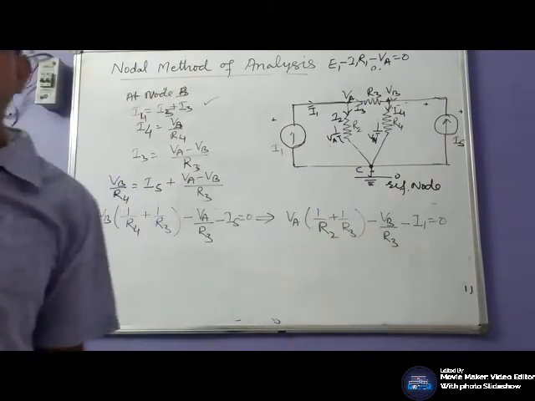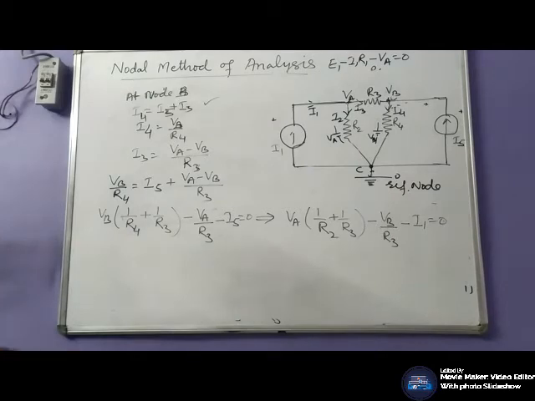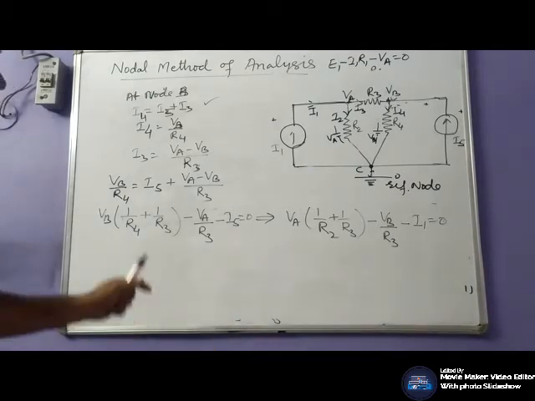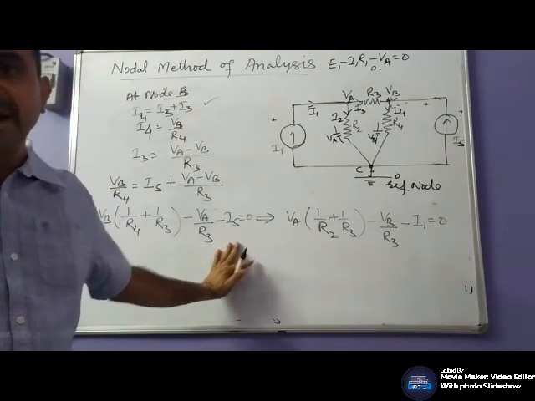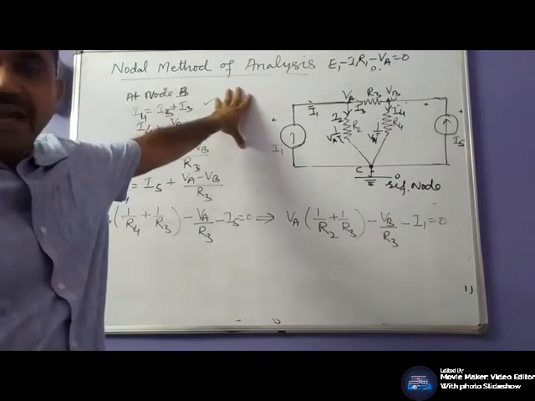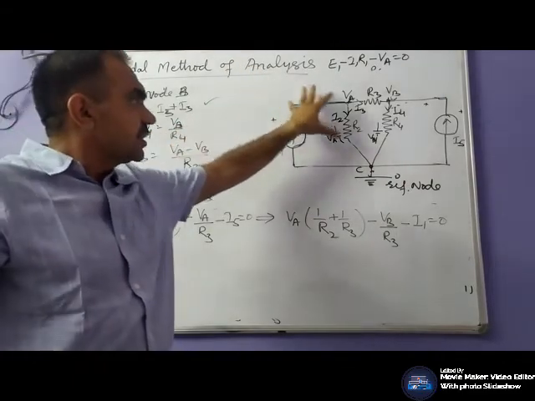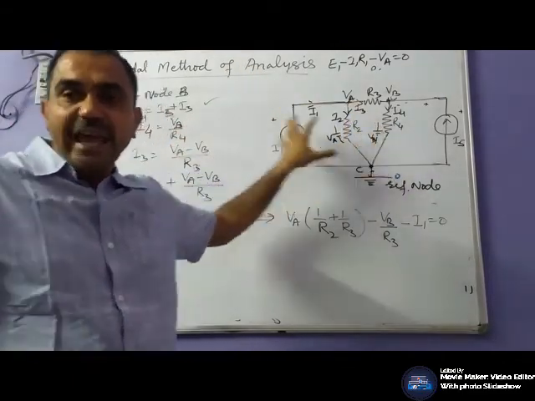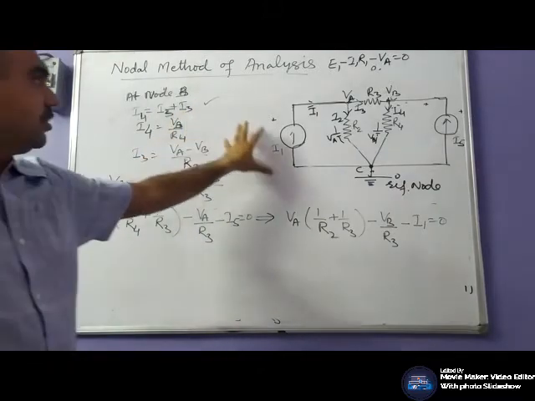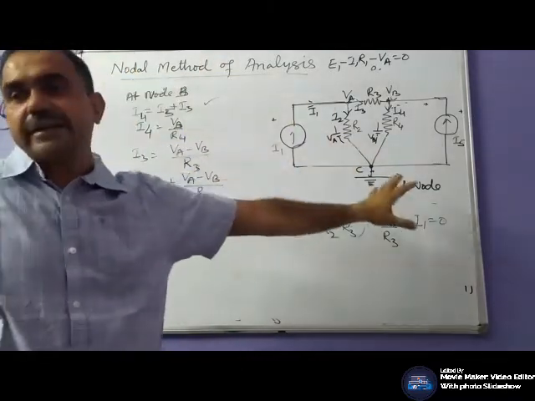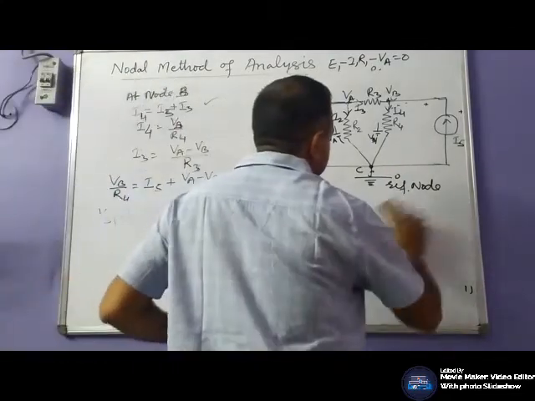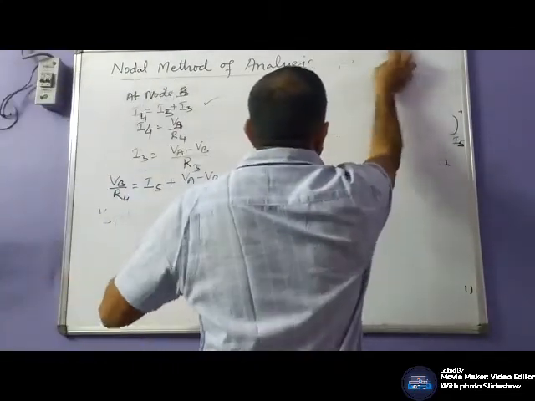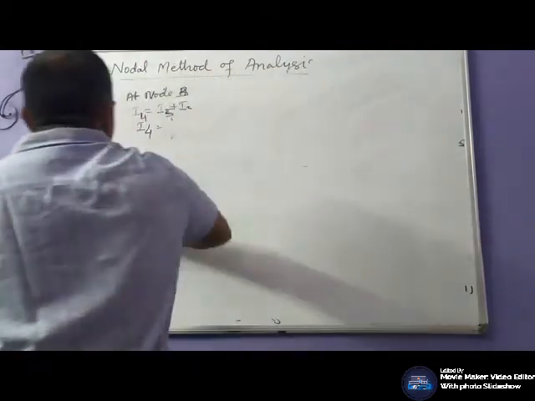So in a network you may have the voltage source as well as the current source. Now for more clarity I will take a simple example and apply your Kirchhoff's current law as well as your nodal method directly. That will give you more clarity.